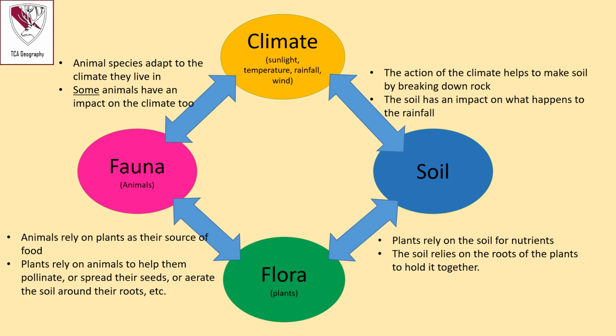But now, between climate and soil. Well, the action of the climate helps to make the soil by breaking down rock. This is something that we're going to look at in more detail in another unit of work, so just take my word for it for now. The soil has an impact on what happens to the rainfall. The soil can't change climate, but it does change what the impact of the climate is.